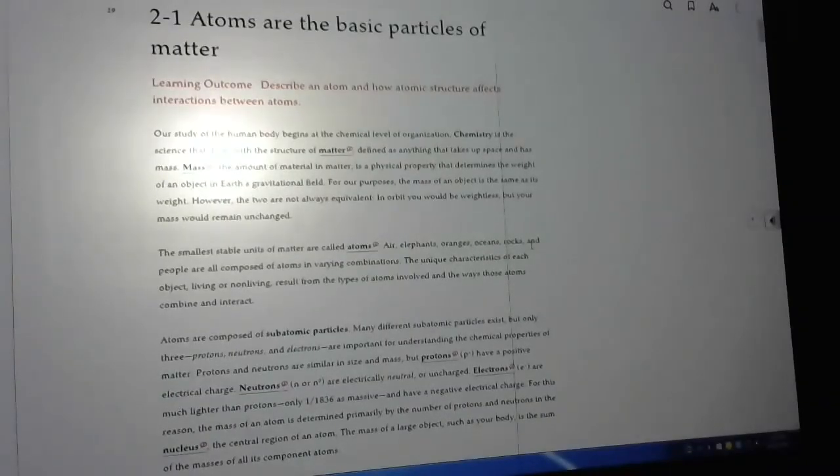Okay, everybody, here we are, chapter 2. This is the chemical level of organization. So this is section 2.1, so it skips a few pages when you start chapter 2, and then it will jump right into it, okay?